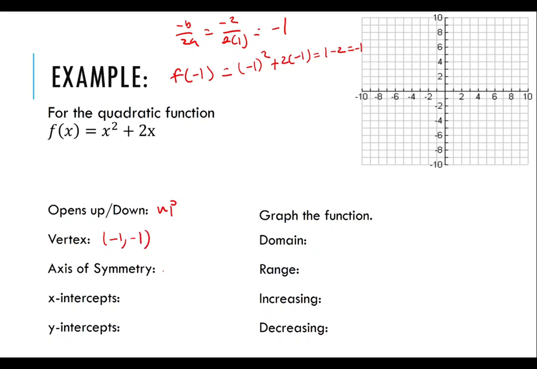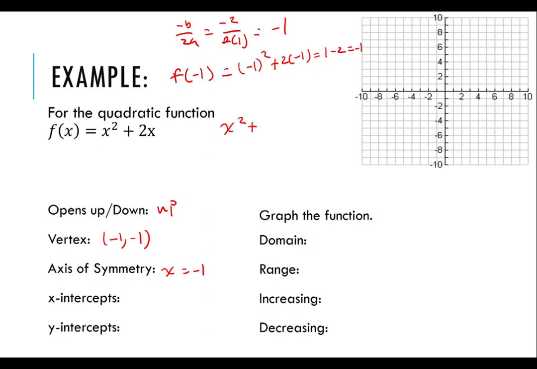Once we have the vertex, we get the axis of symmetry for free. That's going to be x is equal to -1. Understand that axis of symmetry is always going to be a vertical line for these functions. So x equals whatever the x-coordinate of the vertex is. Then if I want to find the x-intercepts, well, let's solve this thing. Pick our favorite method.